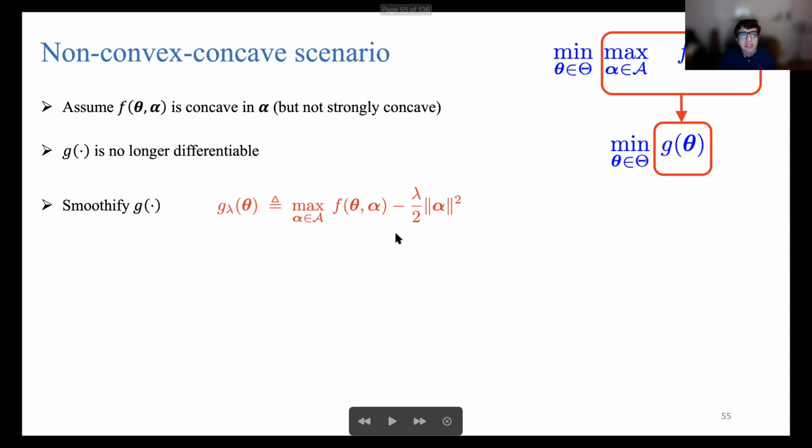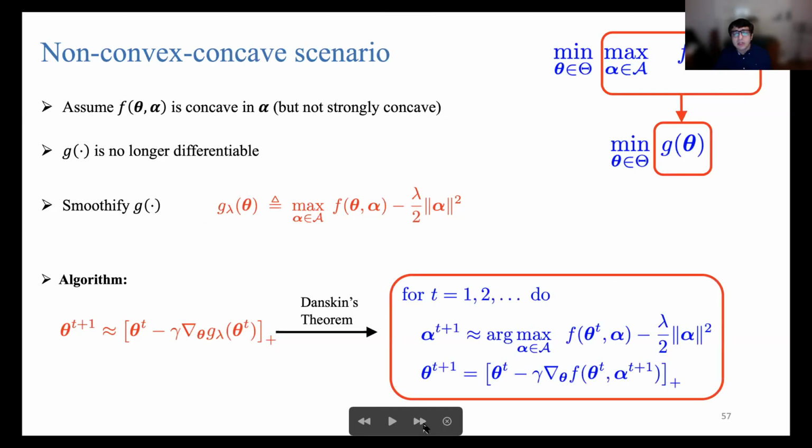For example, we can do the standard, traditional smoothifying of the max function by adding certain regularization. For example, I can make it strongly concave by adding a lambda term, and by choosing my lambda small enough, I can show that computing the stationary point of G lambda can be related to the stationary point of G. And then we can apply gradient descent type methods on this new function G lambda, which is a smooth version of G.